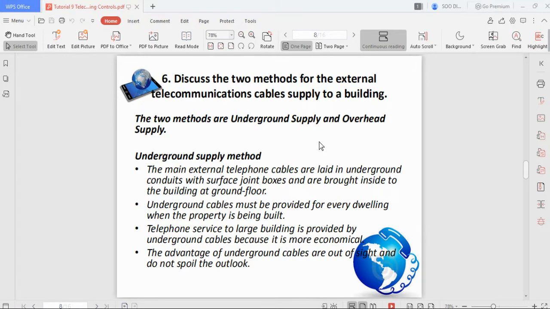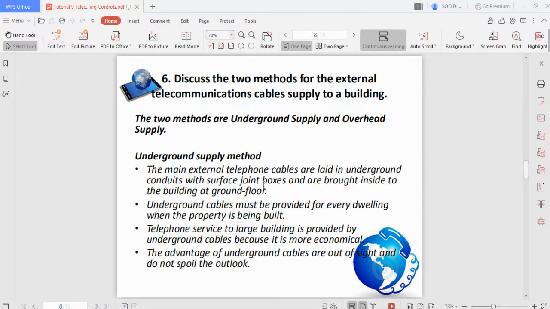So once you lay all this cable underground, one of the advantages of that is that it will be out of sight and you do not spoil the outlook of the area. So telephone service to large buildings is provided by underground cable because it is more economical. And then the underground cable must be provided for every dwelling when the property is being built. So one of the advantages of supplying the cable underground is it will be out of sight and nice and you will not spoil the outlook of the area.